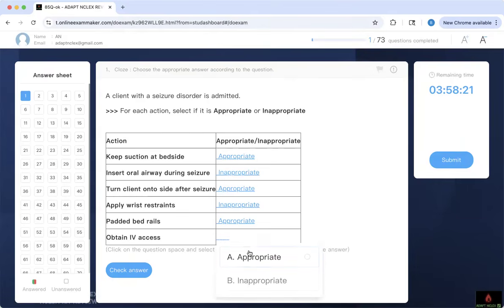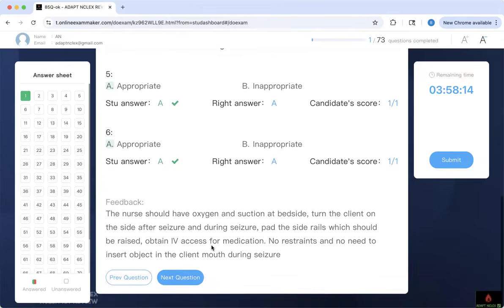These are answers you should be comfortable answering based on seizure disorder. I know you got it right. How are you doing? Let's get to it.